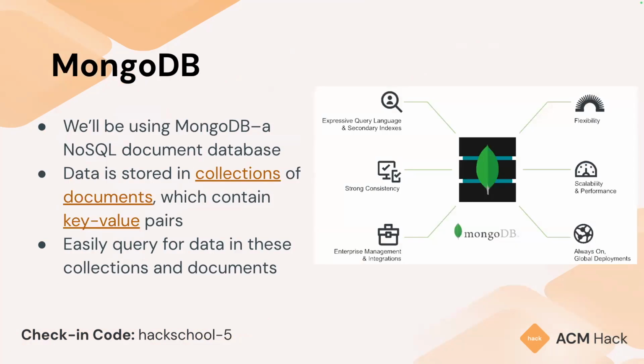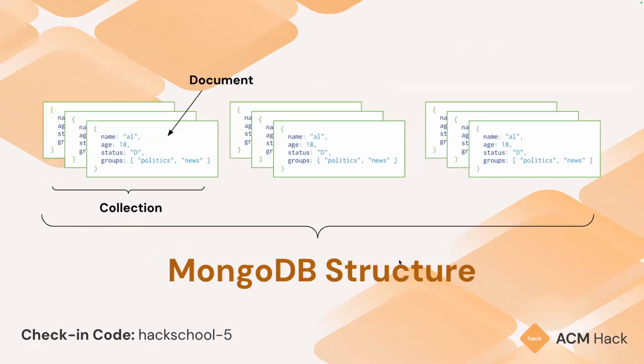So the database we're going to be using in Hack School is MongoDB. It's a NoSQL database, and the data is stored in collections of documents, in key value pairs. We're using MongoDB because it easily queries our data for us, and it's just easier to understand for beginners compared to SQL. Okay, so here's the structure of a MongoDB database. Inside of the database, we have collections. The collections are just a bunch of documents. And inside of the documents is the model, which has features and the key value pairs. So this is the general outline of what the MongoDB structure looks like.